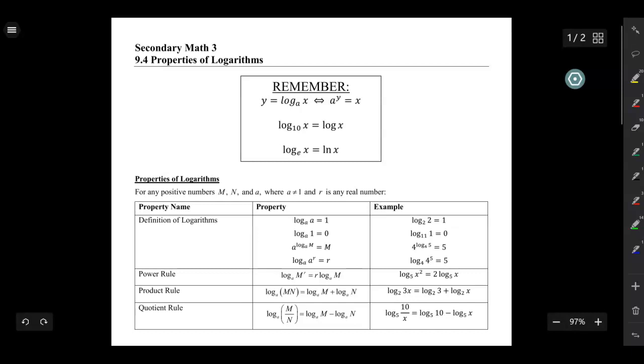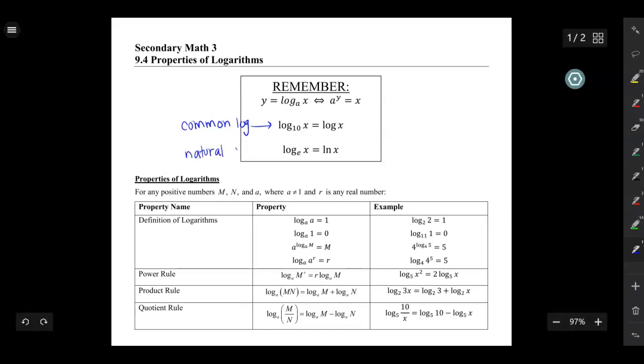This first one is called the common log. So remember that the common log has a base of 10, and it's so common that we just don't even write the 10. Okay? So whenever you see just a log of x, that means the base is 10.